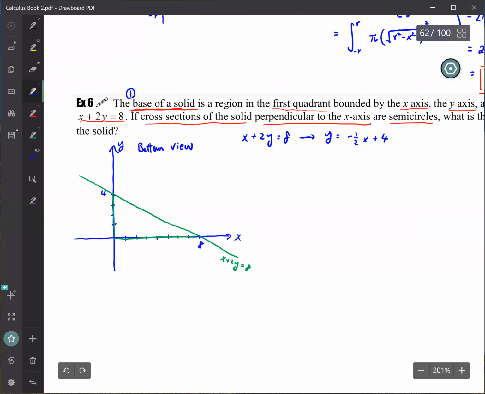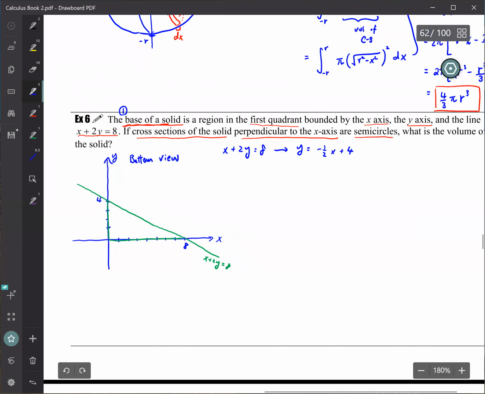Okay, looking from the bottom, so you see a triangle. Now we need to draw the cross section, okay? So it says we want to cut it perpendicular to the x-axis. So that means the cutting is this way, right? Perpendicular to the x-axis. So for every cut, it creates a cross section that's a semicircle, okay?